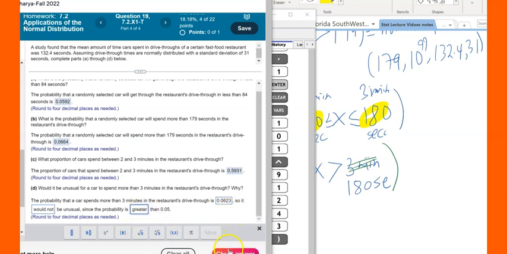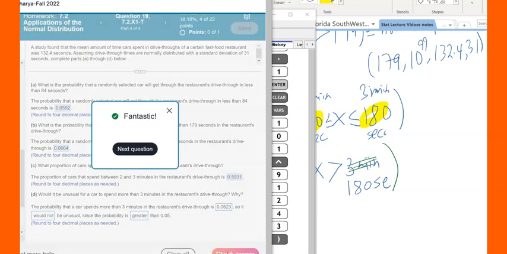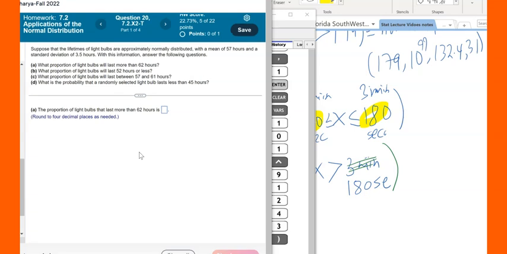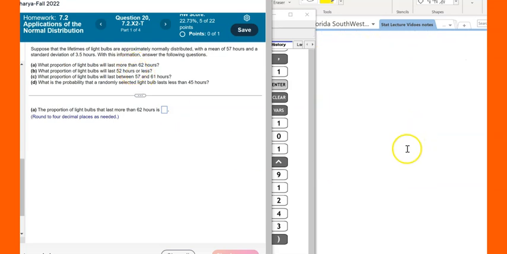Greater than 0.5. Okay, and next question is finished. Question number 20. This is exactly similar to previous questions, and since you have a mean and the standard deviation, you're looking for part. Just let me give a sketch for this question.